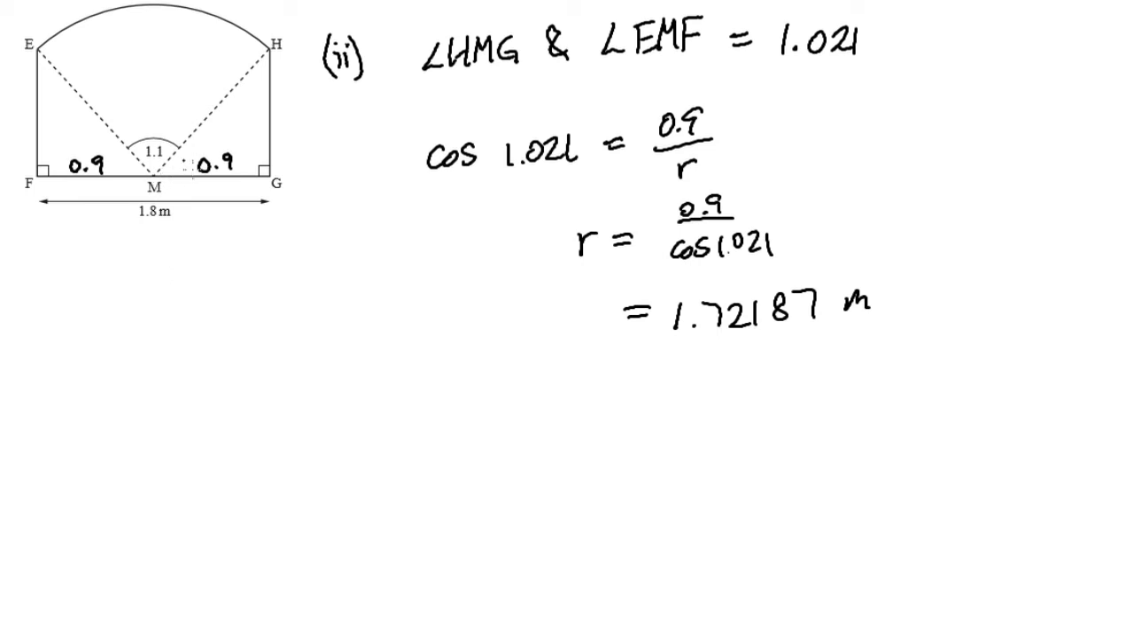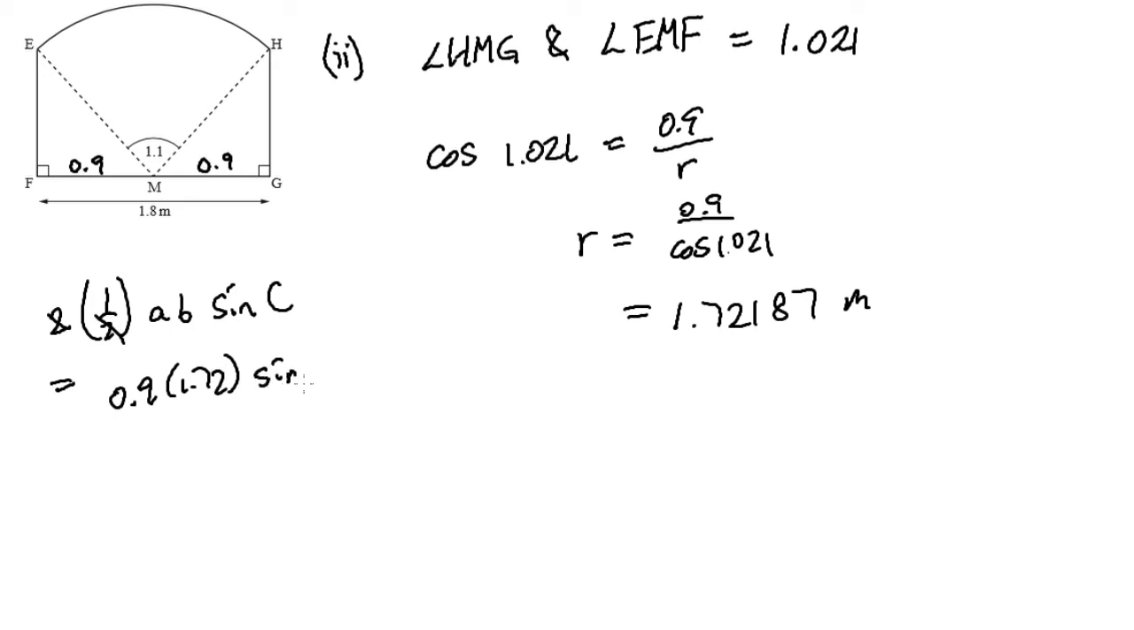So the area of two triangles is 2 lots of half AB sine C, and the 2 lots and the half goes, so it's practically just AB sine C. So I have 0.9 times 1.72 times sine of 1.021, and that gives me, I think it's 1.0207 more accurately, so it's 1.321 meters squared for just those two triangles.